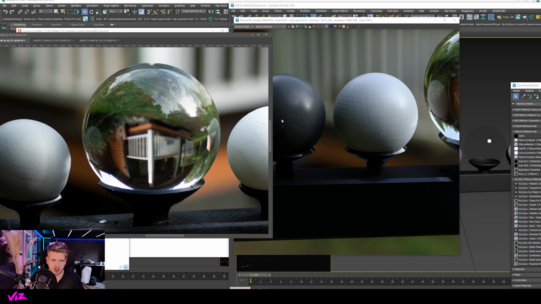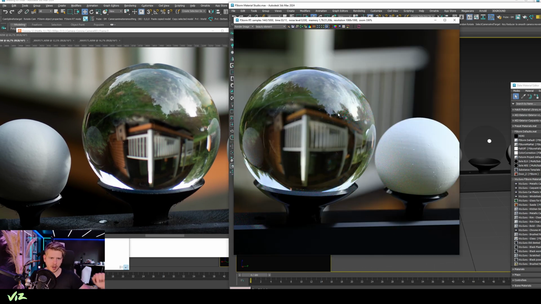Also comparing the glass orb, no matter how I change the IOR, I will not get the refraction the same between these two. So the house here is much bigger than it is in reality. I haven't found a way to do that. If I recall correctly, my Corona tests also had the same issue. So these are looking very comparable. The sky is looking a little bit different here, but otherwise they look very good.